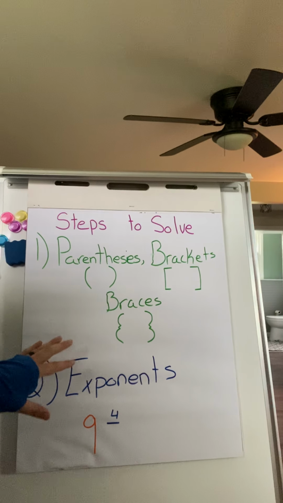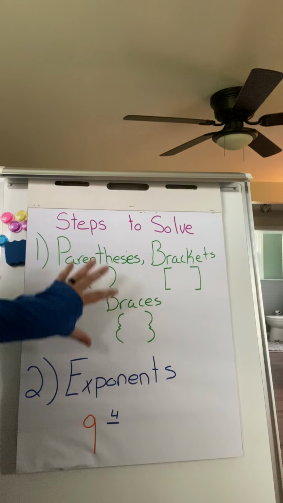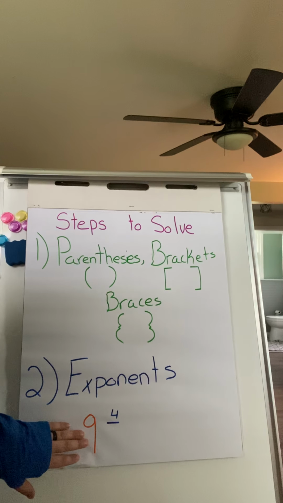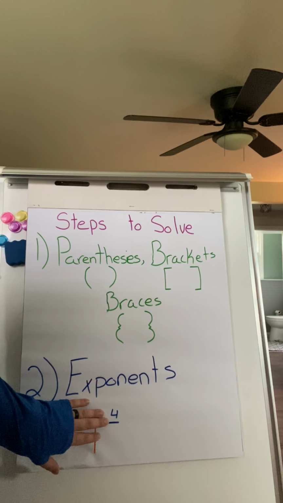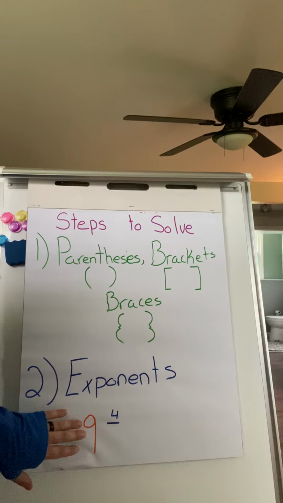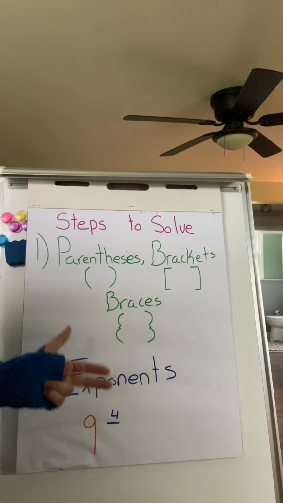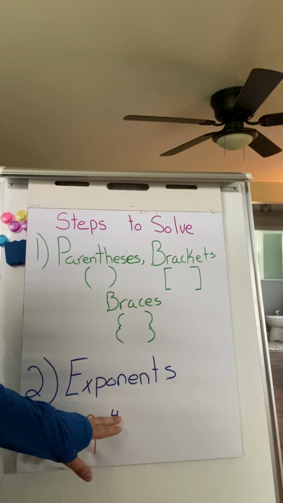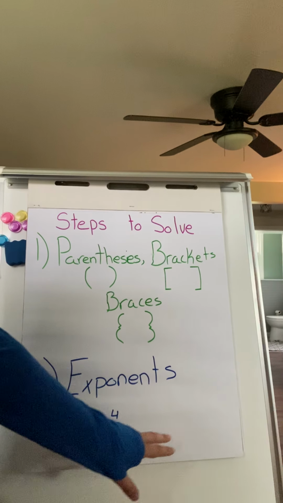There's a little orange box that also shows this in the pictures to you, so while you're working on your work, you'll be able to see that. Our second step we do is exponents. Remember, 9 is our base number, 4 would be our exponent. So this means we would take 9 times 9 times 9 times 9, not 9 times 4. You would not get 36 here. You'd have to take 9 and multiply it 4 times.